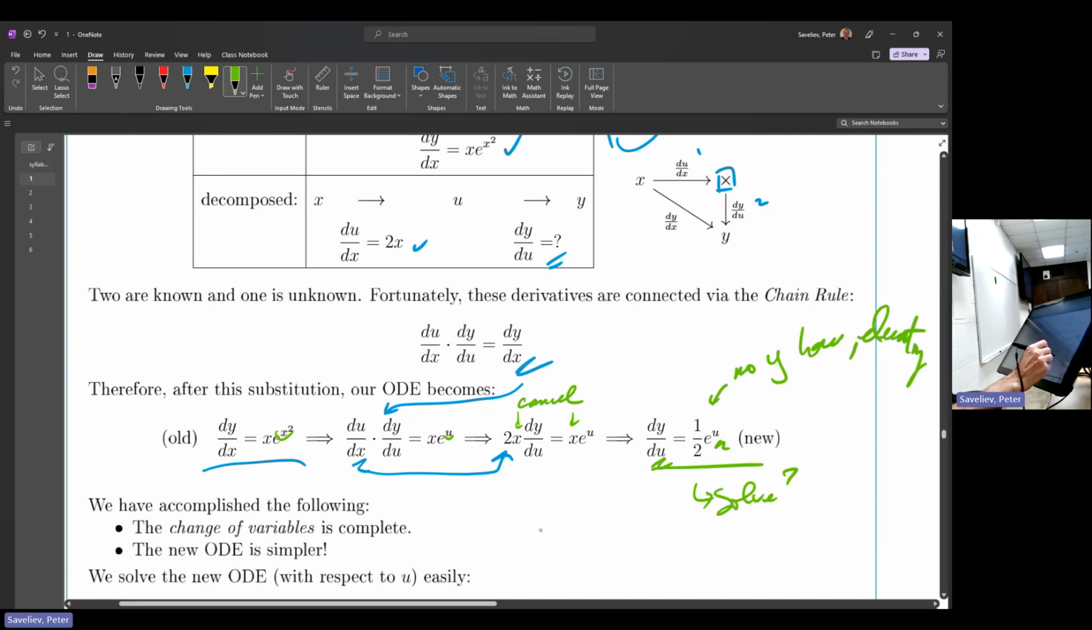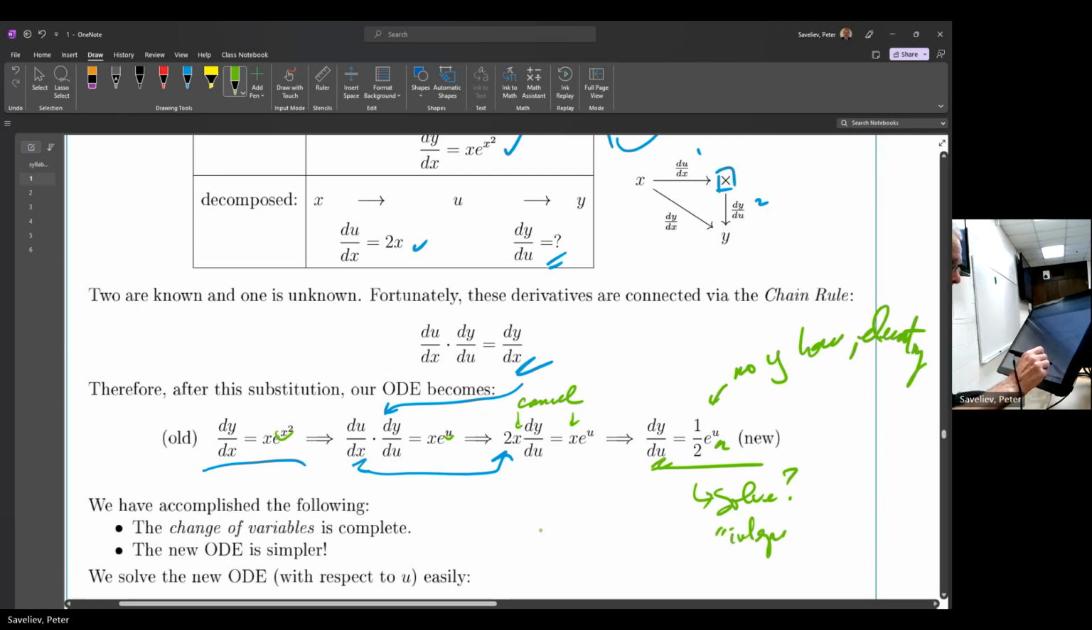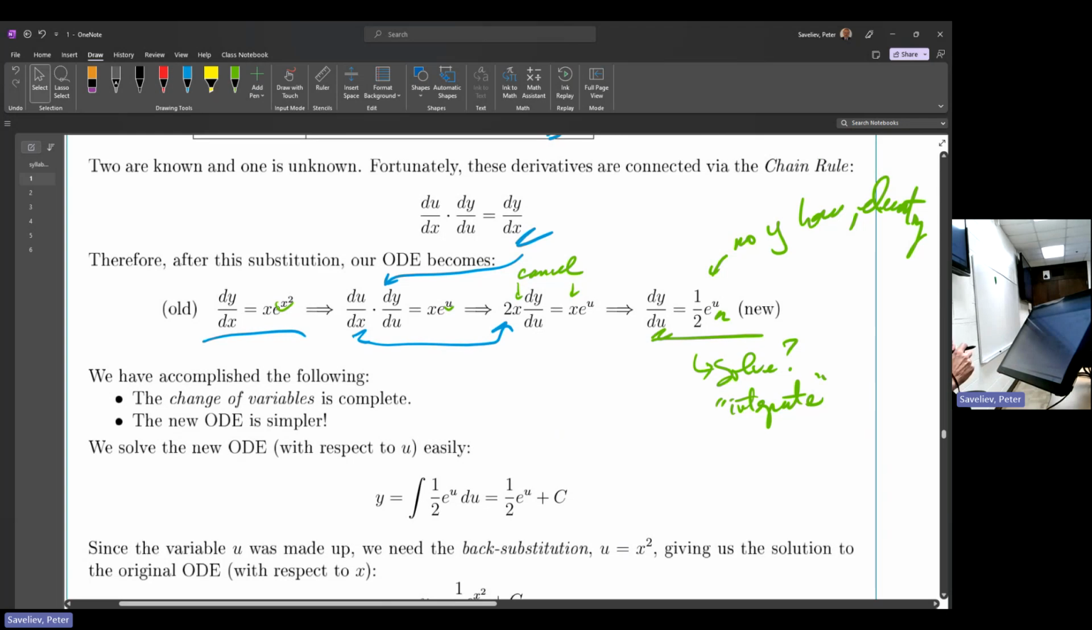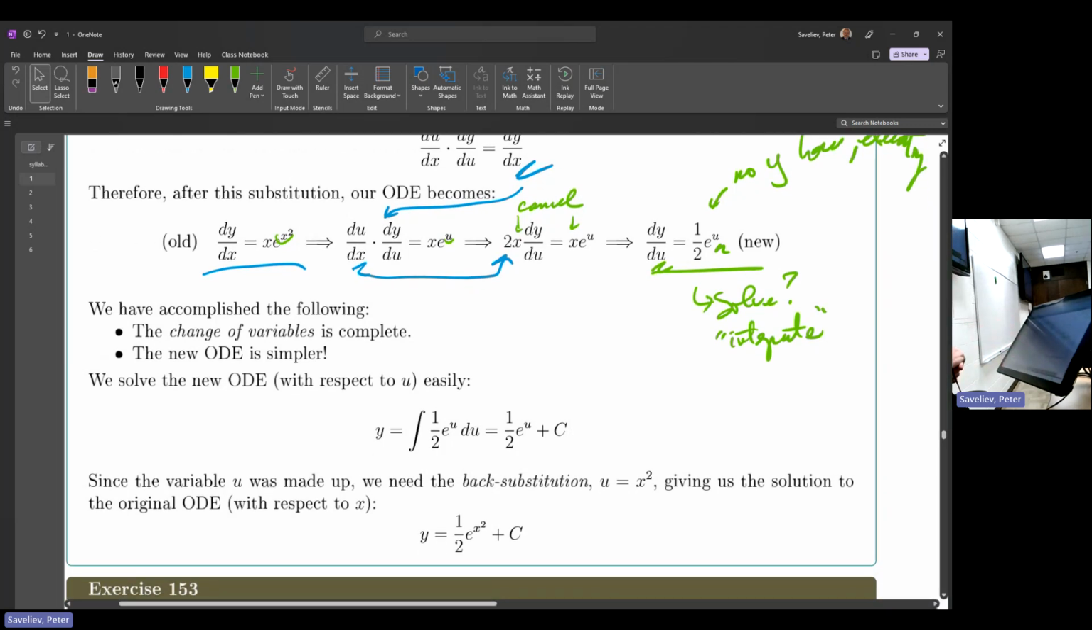Multiply both sides by du and integrate. Yeah. So in other words, the key word is integrate. You integrate on the left or on the right, either way, cancellation on the left, and on the right you have your exponential function. So you have one half e^u plus c, and that's the answer with respect to u. The back substitution has to be carried out next, and this is the final answer, plus c.